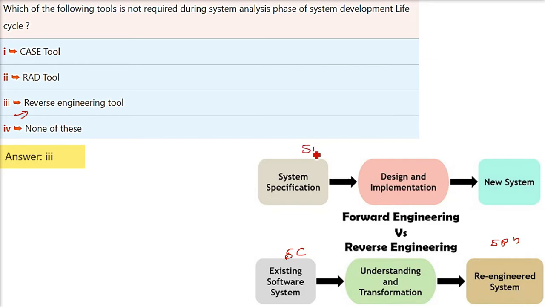So you start with the specification, go back to the code, and go back to the specification. Then you do the forward engineering from this specification. You make the code. A new system is designed.